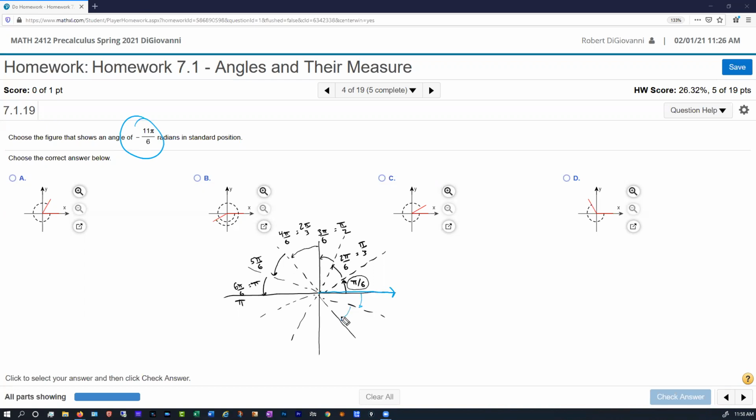1, 2. I'm going backwards, or I'm going clockwise because it's a negative angle. And I want to count 11 jumps. So that's 3, 4, 5, 6, 7, 8, 9, 10, 11. I come up just short of all the way around. So my angle really is this angle right here, like that.